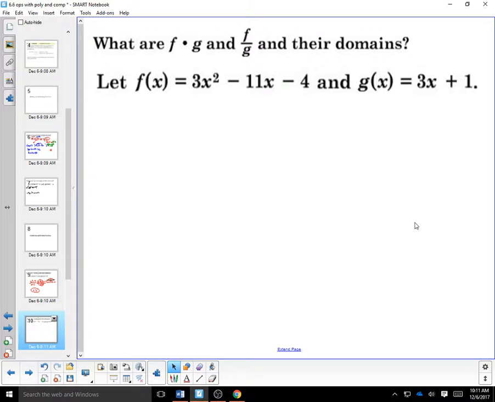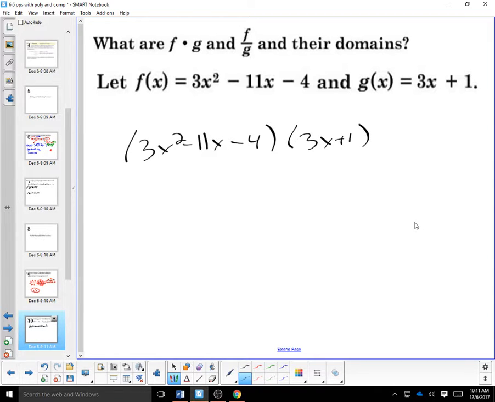Let me stop you there. I'm supposed to multiply 3x squared minus 11x minus 4 by 3x plus 1, right? Everyone understands what's supposed to happen. Doing it is kind of the tougher part. If you don't want to sit there and do all these little arrows, then you can do this the way you used to multiply in elementary school.